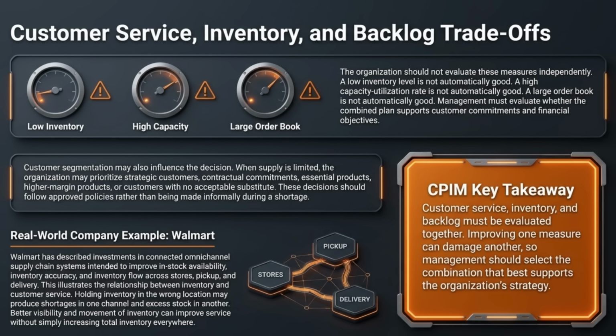CPIM key takeaway: customer service, inventory, and backlog must be evaluated together. Improving one measure may damage another, so management should select the combination that best supports the organization's strategy.